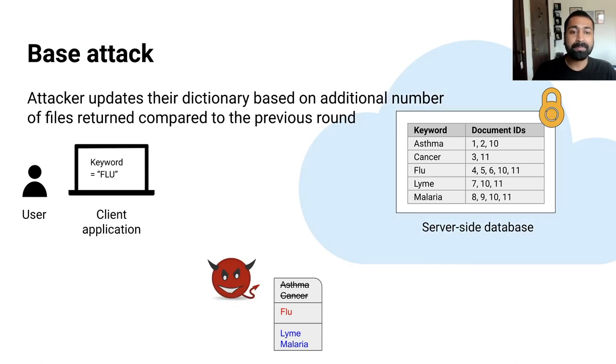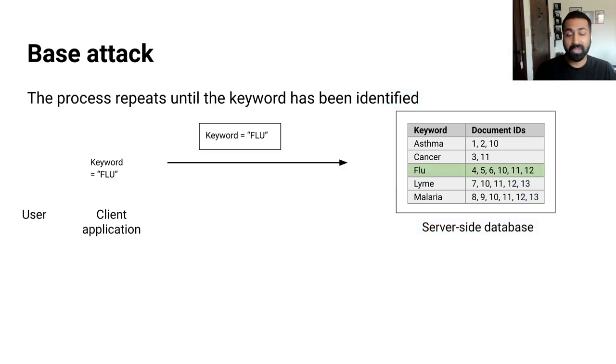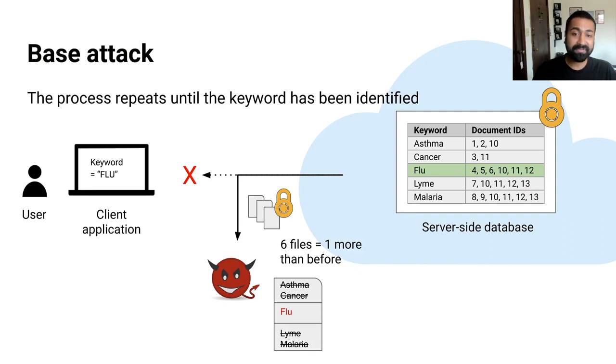Once again, the attacker partitions the remaining dictionary into k equals 2 parts, and carefully crafts 2 files. The word flu is inserted into one file, while the words in the second partition are inserted into both the files. The attacker then injects the files into the database as before, and waits for the client to replay the query. This time, the attacker sees that there are 6 files returned in response, which is 1 more than before, and so the queried keyword must have belonged to only one newly injected file, and hence it must be the word flu. This completes the attack.